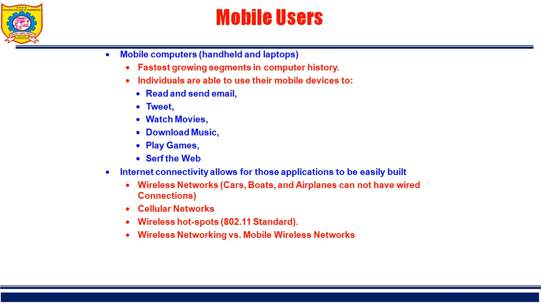Then wireless hotspots, that is with the 802.11 standard. So it is possible that there is one hotspot device providing internet service to different devices. So there is wireless networking versus mobile wireless networks. So wireless networking may come with respect to a particular region. Then mobile wireless network means when you are moving from one wireless region into another region, then it comes under mobile wireless networks.